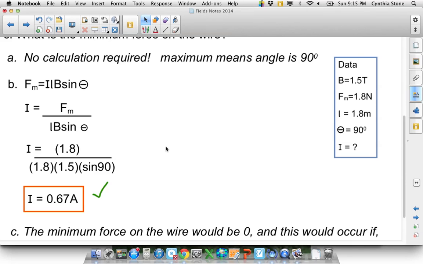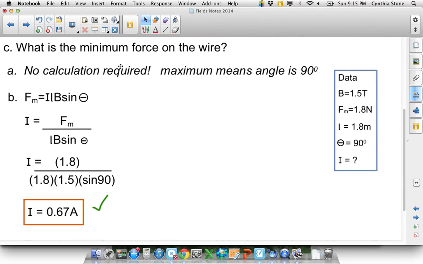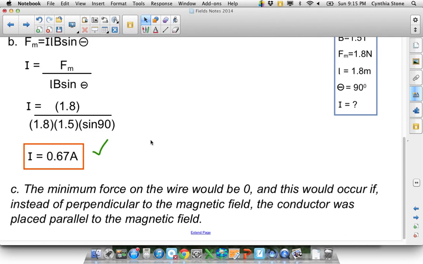Okay, part C, again, no calculation required. The minimum force on that wire will be 0 when and if, instead of perpendicular, the conductor was placed parallel to the magnetic field.